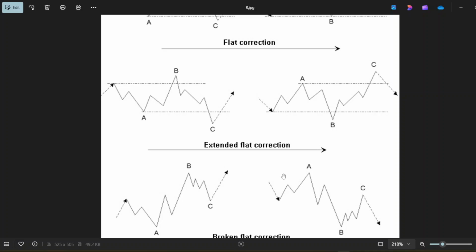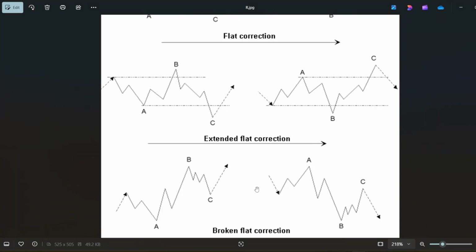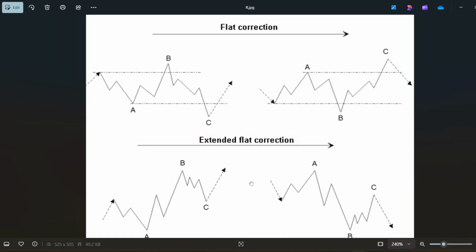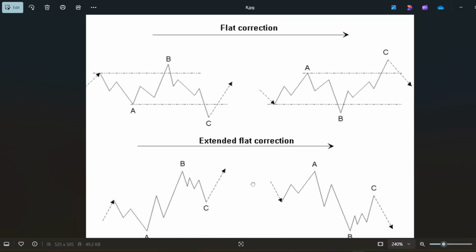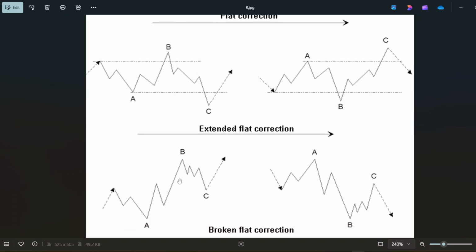Then finally, we have the running flat or the broken flat correction. Now, this is the rarest type, right? Where wave B extends beyond wave A, but wave C fails to break below wave A. Now, this typically happens in a strong trend and signals that the market is gearing up for an explosive move in the original direction.